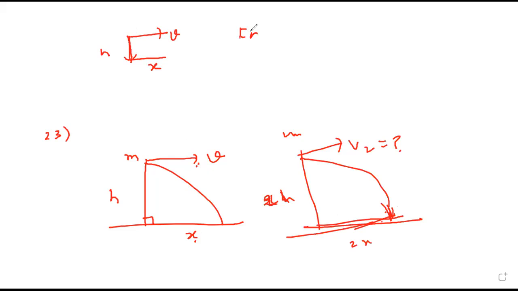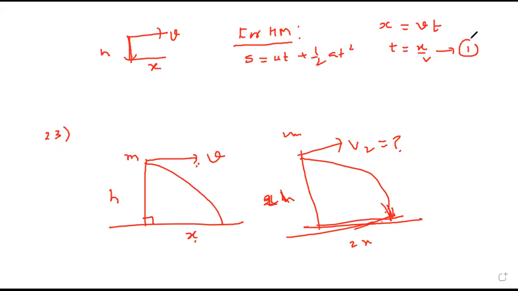So for horizontal motion, the distance covered s is ut plus half at square. Distance covered is x. u is v, t is time, which I don't know, and acceleration is 0. So t is equal to x upon v. In the same time, it is covering height h.